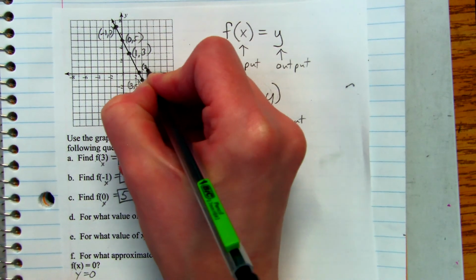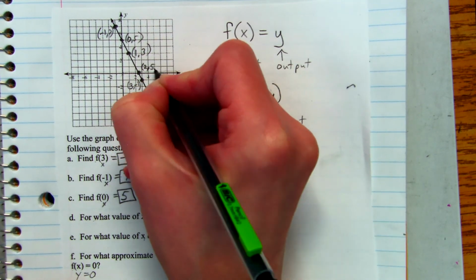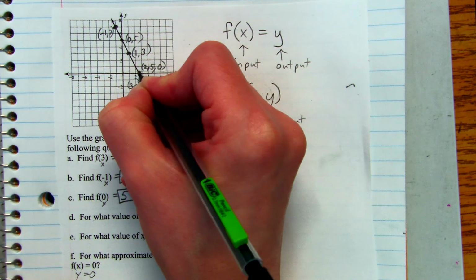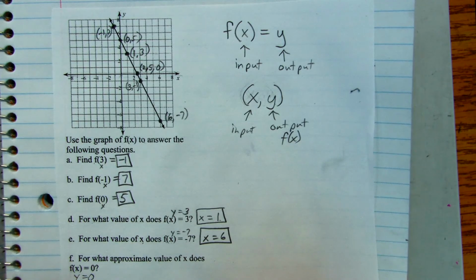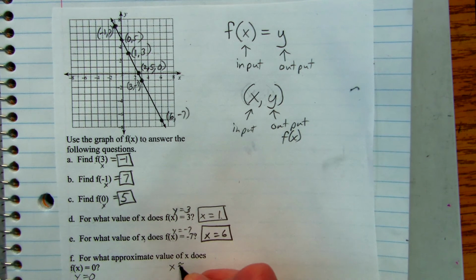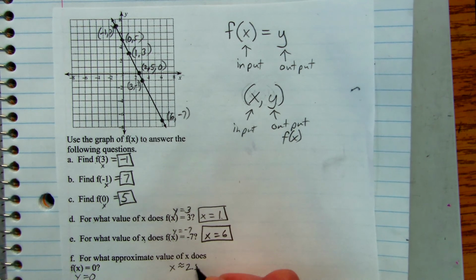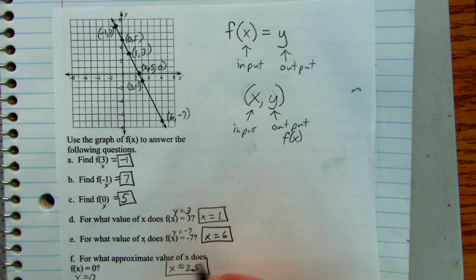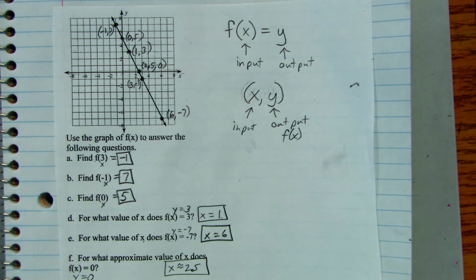It looks about 2.5. We don't know for sure what that is without figuring out other things. So we can say that x is approximately 2.5. We don't know exactly what that is unless they give us an equation, or we find an equation using some points, which we could do, but we're just going to approximate for right now. So you have to decide if they want the x value or the y value and find the points on your graph.